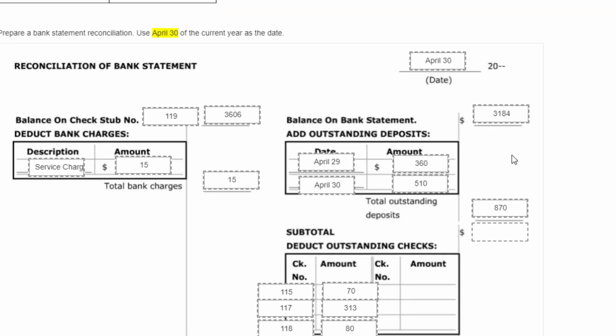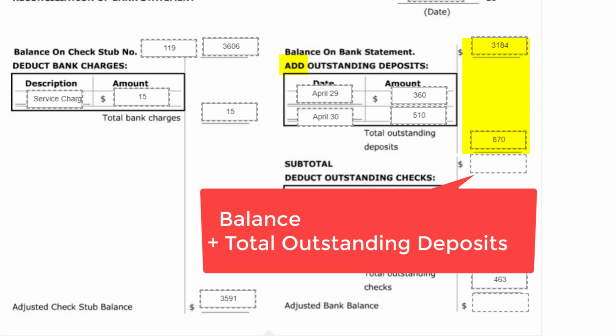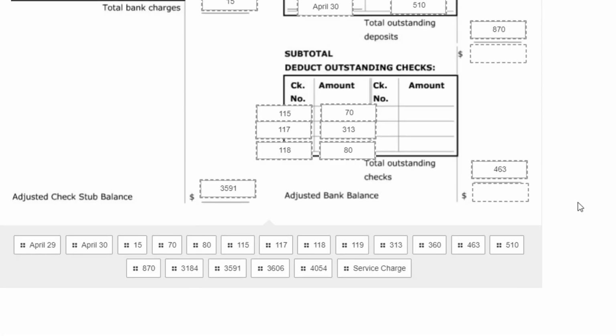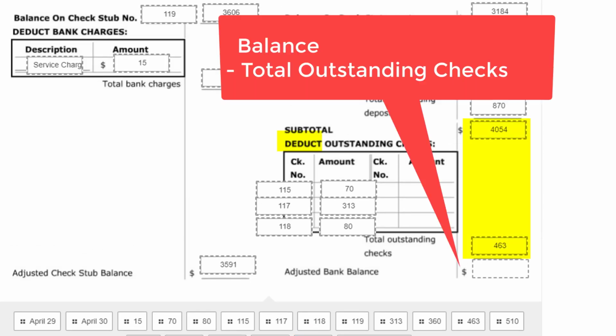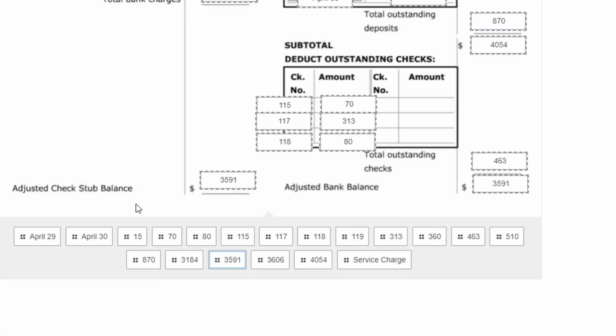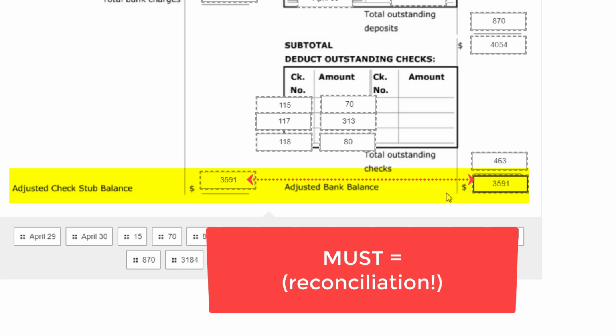Okay. I'm going down in a line again. So I'm going to take 3,184, and this says add outstanding deposits. So plus the total of my deposits was 870. So plus 870 means I'm at a subtotal of 4,054 right now. And then I'm going to take 4,054 and deduct or subtract outstanding checks. So minus 463, and I'm at 3,591. And as long as I have these two adjusted balances as the same number, I know that I've done it right, because the whole point of reconciliation is that they equal, the bank equals what you have. So these two numbers are the same. That means I'm good.